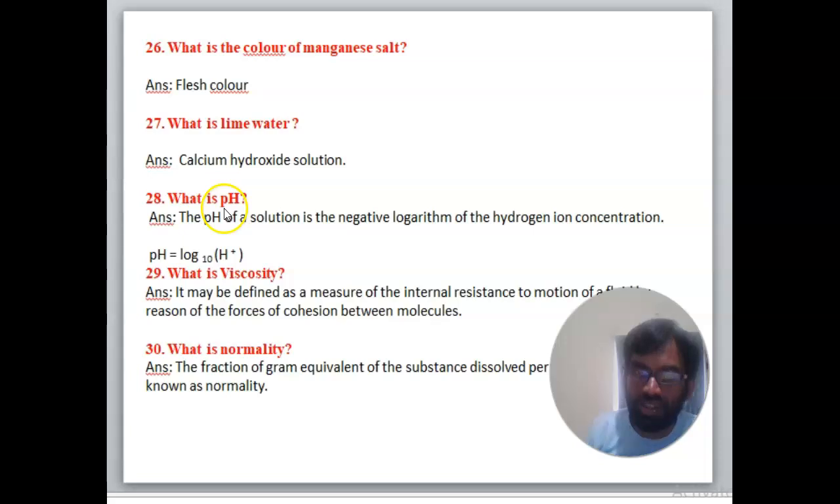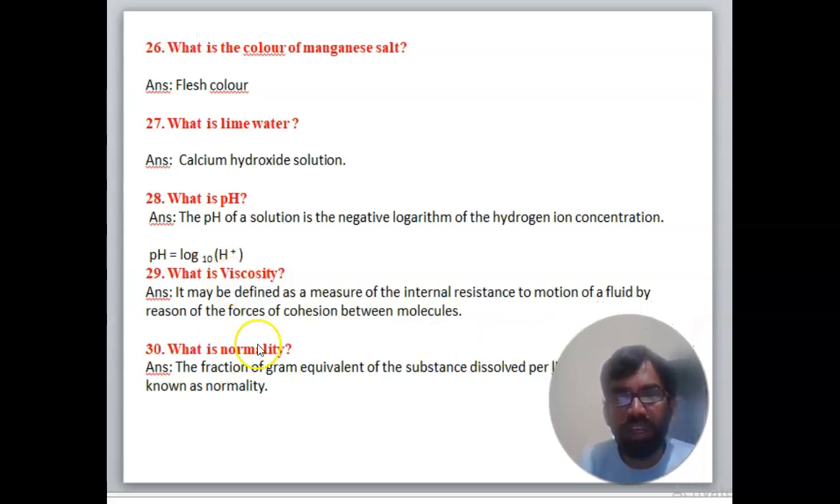Then what is pH? This word is very important. pH is the negative logarithm of the hydrogen ion concentration of the solution. pH is equal to minus log10 of H plus ion concentration. That is called pH. What is viscosity? This is a very simple word. It may be defined as the measure of the internal resistance to the motion of a fluid by reason of the force of cohesion between the molecules.